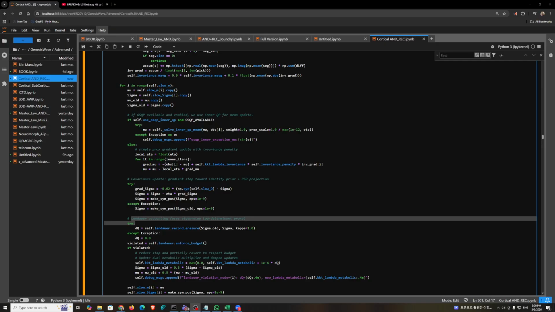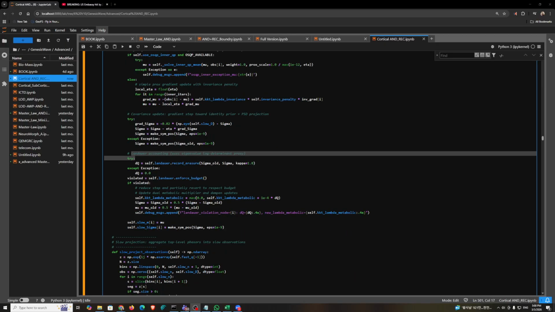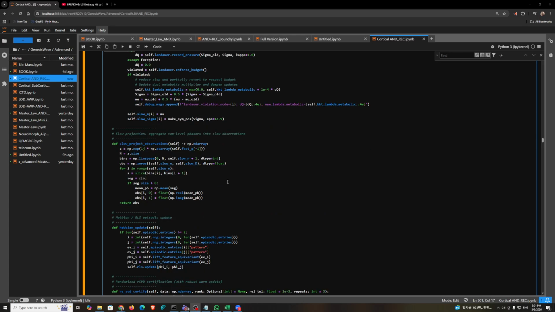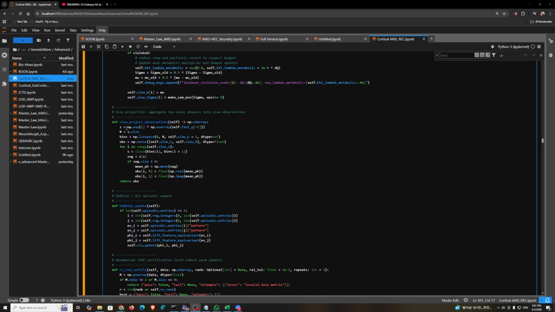It also incorporates an invariance penalty, encouraging the slow system to learn robust features that don't change drastically with minor variations of input. And this blend of sensory input, prior beliefs, energy constraints and invariance learning allows the slow system to adaptively form stable, efficient internal models of the world. So now we have to start bridging fast and slow. And down here we have this slow project observations function.